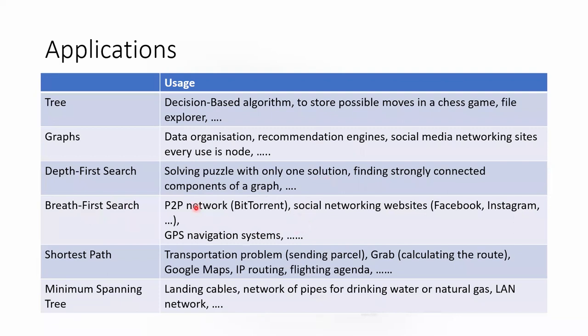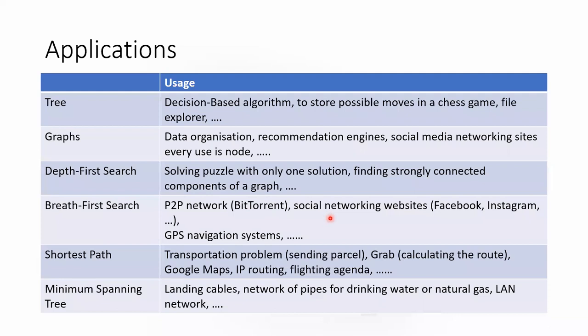Breadth first search can be used in P2P networks, BitTorrent, like when doing downloads. I'm not sure whether you are still using BitTorrent anymore. Probably you don't know about P2P networks, but in the past you might have used uTorrent or BitTorrent to do downloads, where it downloads by finding the peers that are near to you. When you find the peers near you, you grab the source from these people nearby and download it.